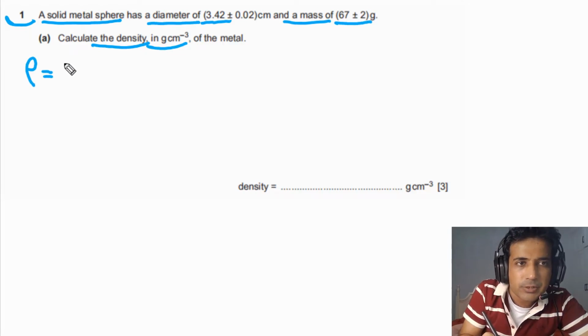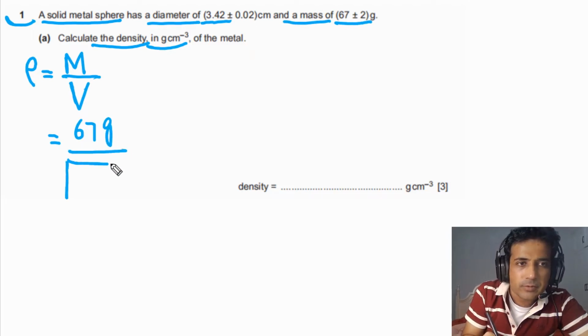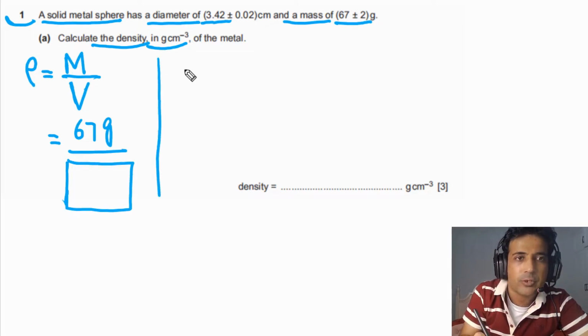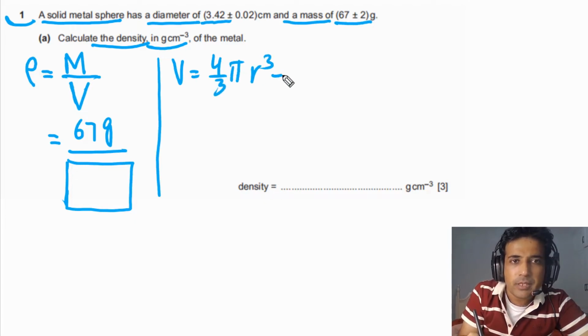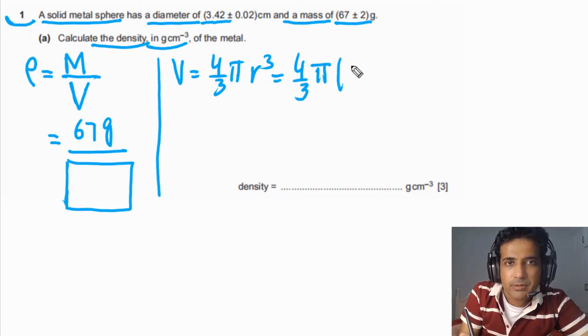Density is simply equal to mass over volume. So we can use capital M for the mass and capital V for the volume. For this question, mass is given to us. Value of mass is 67 grams, but volume is not given. Diameter of the sphere is given to us. So first of all, we can calculate volume. Volume of sphere is equal to 4 by 3 pi r cube. In the question, we have diameter, so we have to convert diameter into radius. Diameter is 3.42 centimeters. We need to divide diameter by 2, so this is radius.